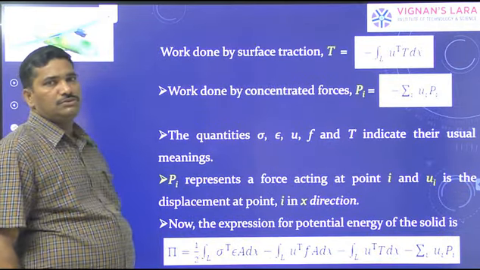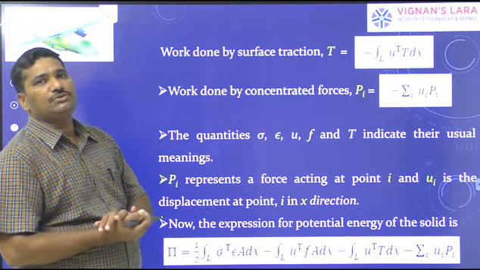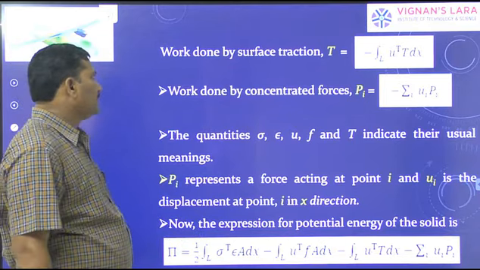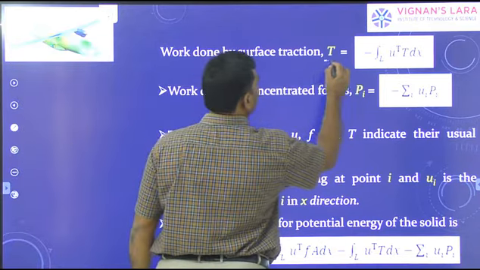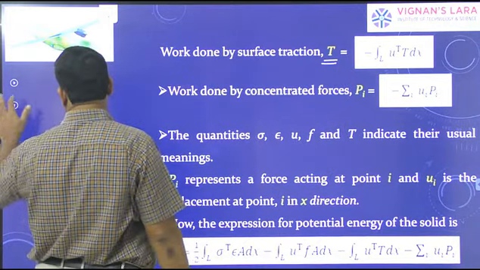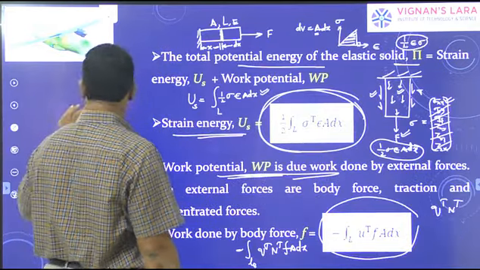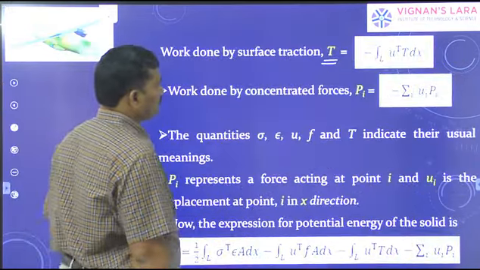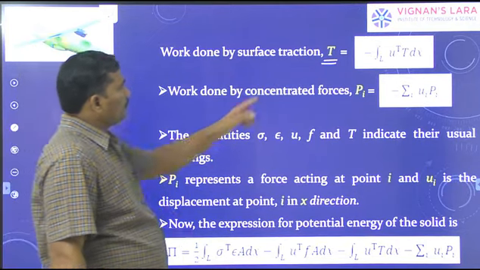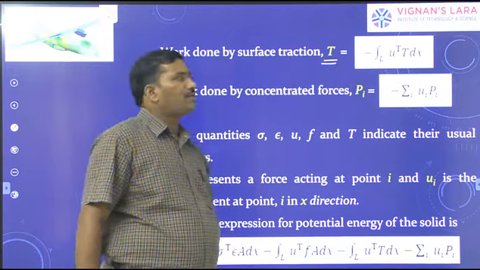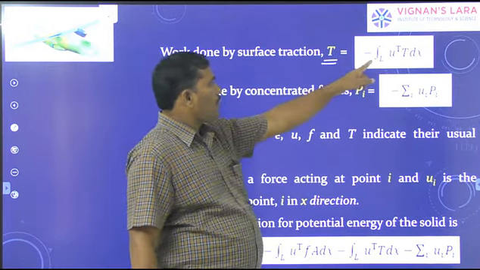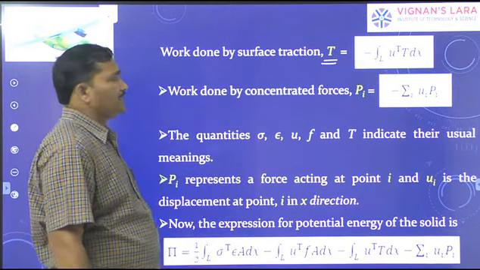So coming to work potential due to traction, surface traction. Surface traction is denoted by capital T. Now here, the work done by the surface traction T equals minus integral of U transpose into T into dx.